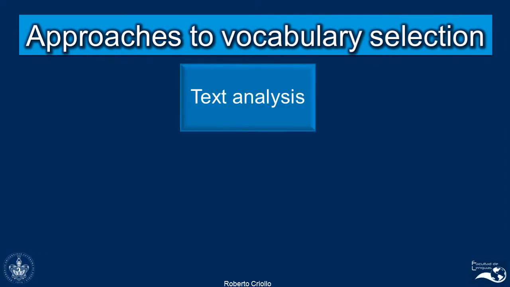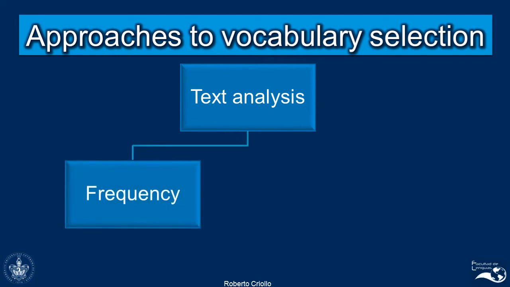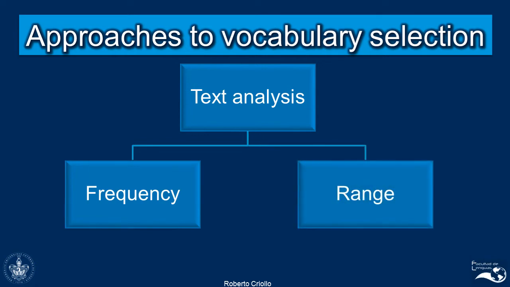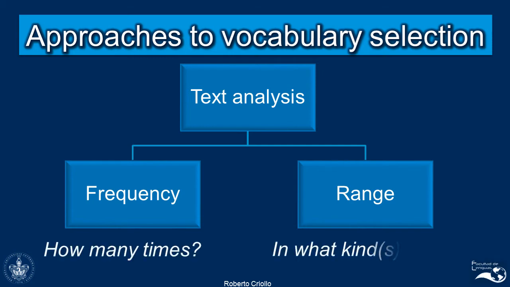First of all, the tool that they mainly used was text analysis. That means that they collected a number of different kinds of text in order to find out the frequency with which words appeared and also the range in which these words appear. That means how many times the word appears in a given text and also in how many different kinds of text the same word appeared. So this is basically what they decided to do.